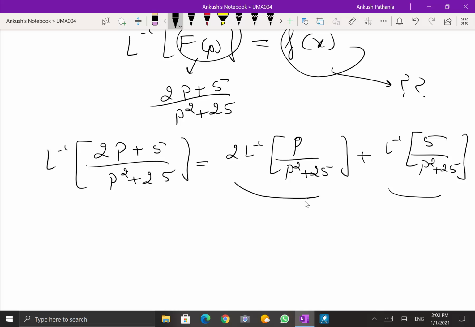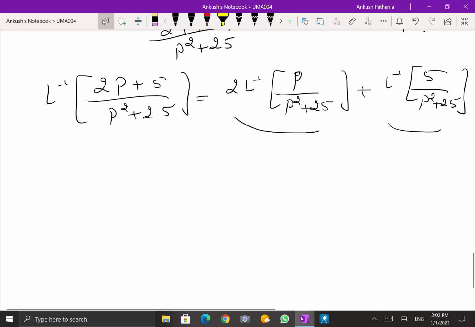Now while we are working on the questions of Laplace inverse, we have to see which formula the F of p we are working with correlates with. So if you see p upon p square plus 25, it correlates with the formula of cos. I am not saying exactly which cos it is, but since it is p square plus 25, it is going to correlate with the formula of cos, and this 5 upon p square plus 25 correlates with the formula of sin x.